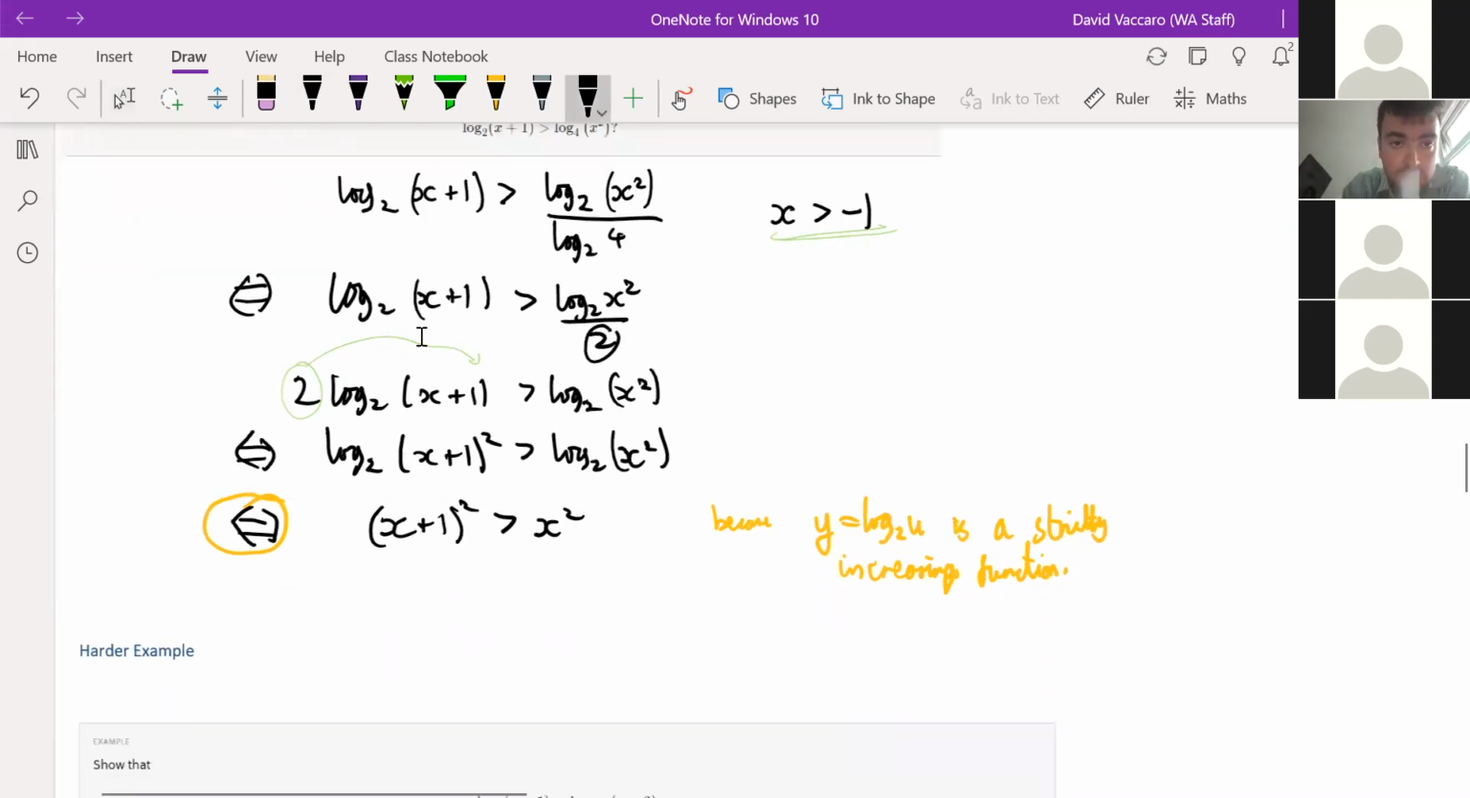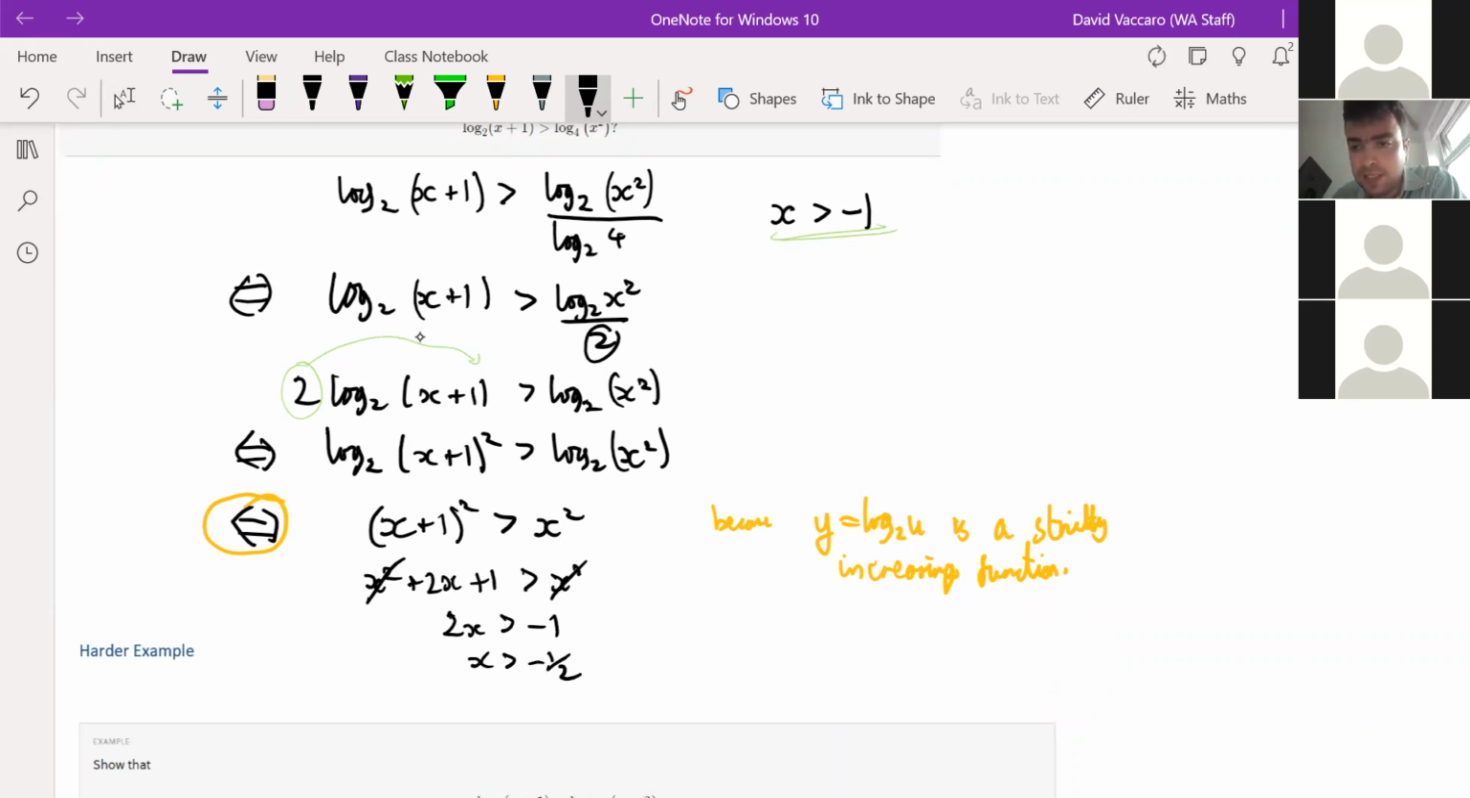Okay, so now we've got x squared plus 2x plus 1 is bigger than x squared. The x squareds go away. So we get 2x is bigger than -1. So x is bigger than -1/2. Does anybody have any questions about that example? If not, put a thumbs up. Good, lots of thumbs up.